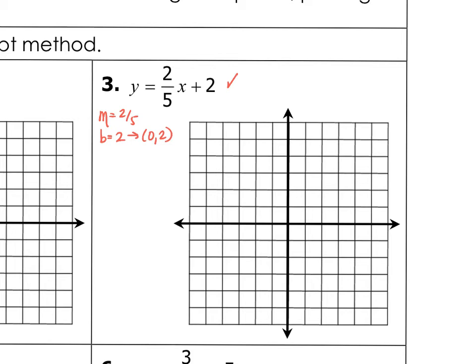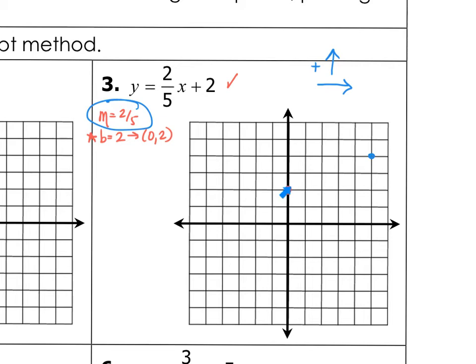So let's graph our y-intercept first. We always graph the y-intercept first. So that's at 0, 2. And now we're going to travel the slope, okay? The slope is positive, so we're going to rise and run. We're going to rise 2, and then run 5. 1, 2, 3, 4, 5. So up 2, right 5 gets us to our next point, which will be right here.